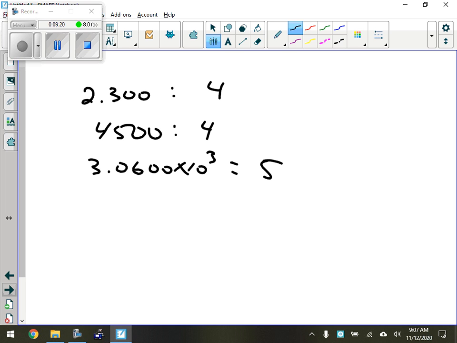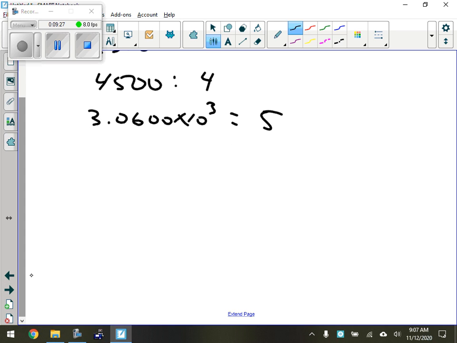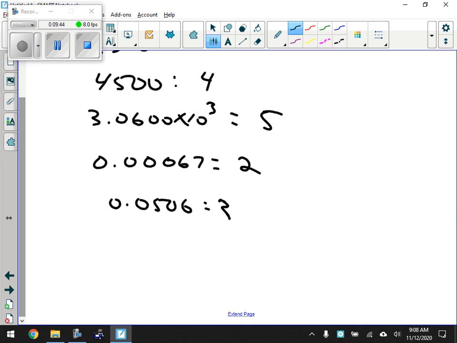Zeros placed before the numbers do not count. This is kind of the only time that they don't count. For example, 0.00067, I think it is. How many significant digits do we have there? 2. So only the 67 counts. 0.0506 would be what? 3? Yes. And then the .0048 8,900, how many would you have there?